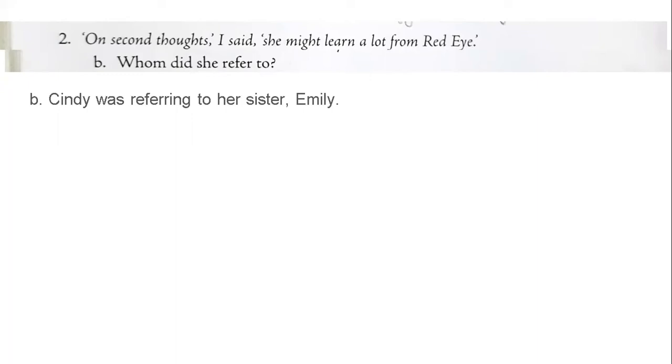Even if you say Cindy was referring to her sister, your answer is right. Even if you say Cindy was referring to Emily, your answer is right. Okay? But don't start your sentence with she, because in general, when you are doing language or literature, it is better to start with a noun, not with a pronoun. You can use a pronoun in the middle of a sentence, but never ever use a pronoun to begin a sentence. Okay? So Cindy was referring, and please look at the spelling of referring, it has a double R there in the center. Cindy was referring to her sister Emily.